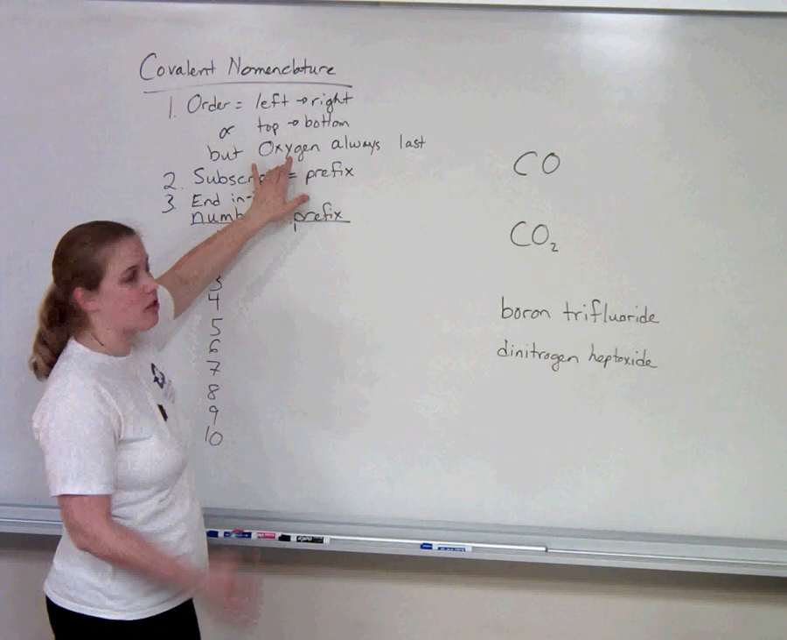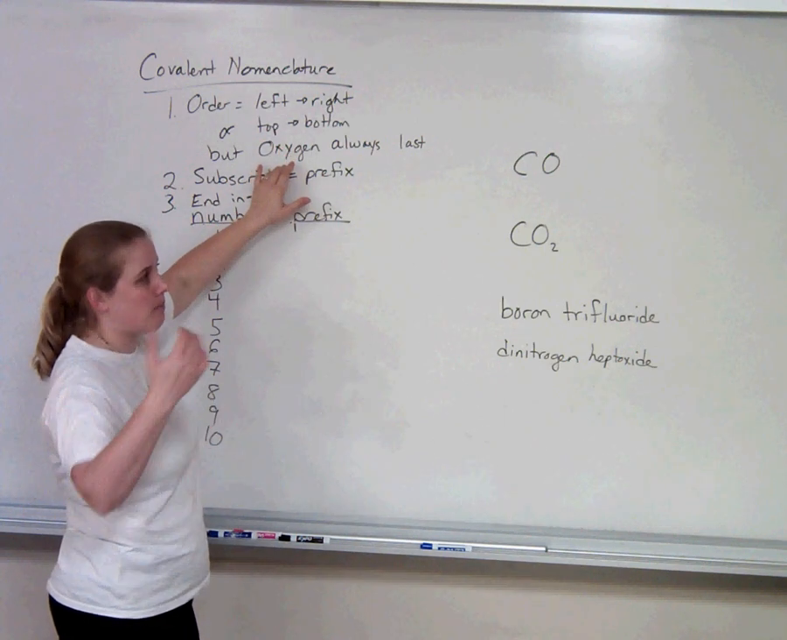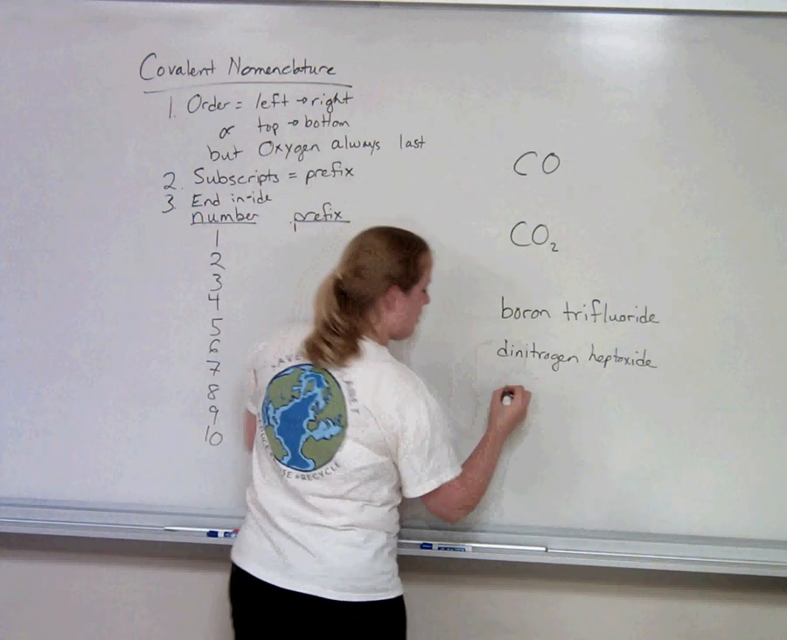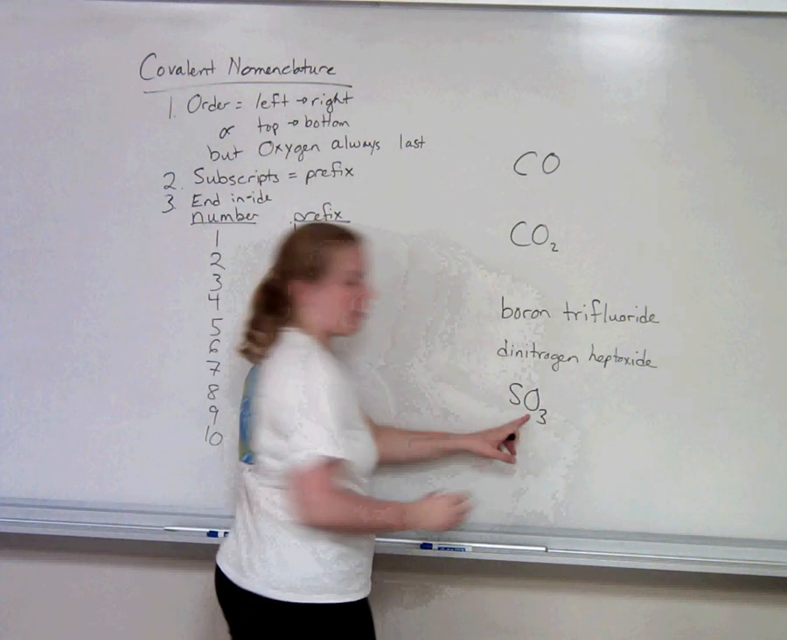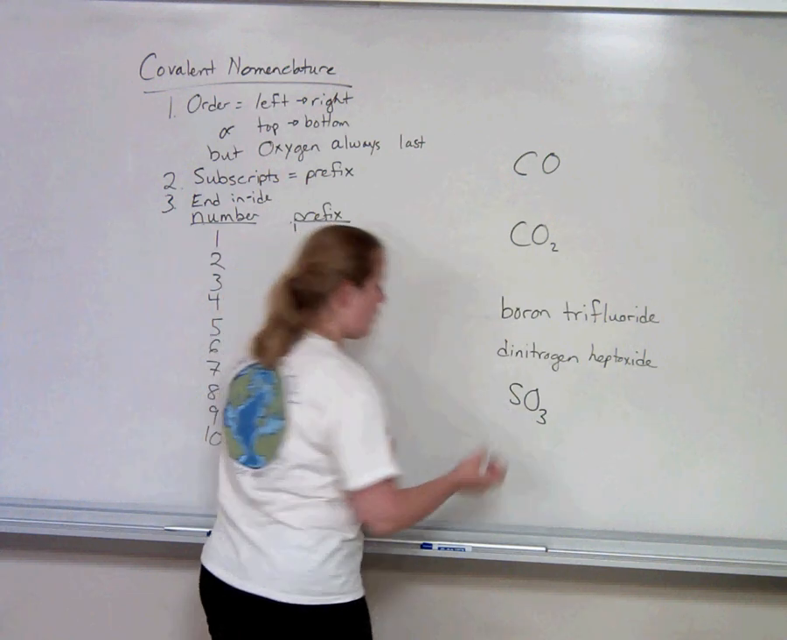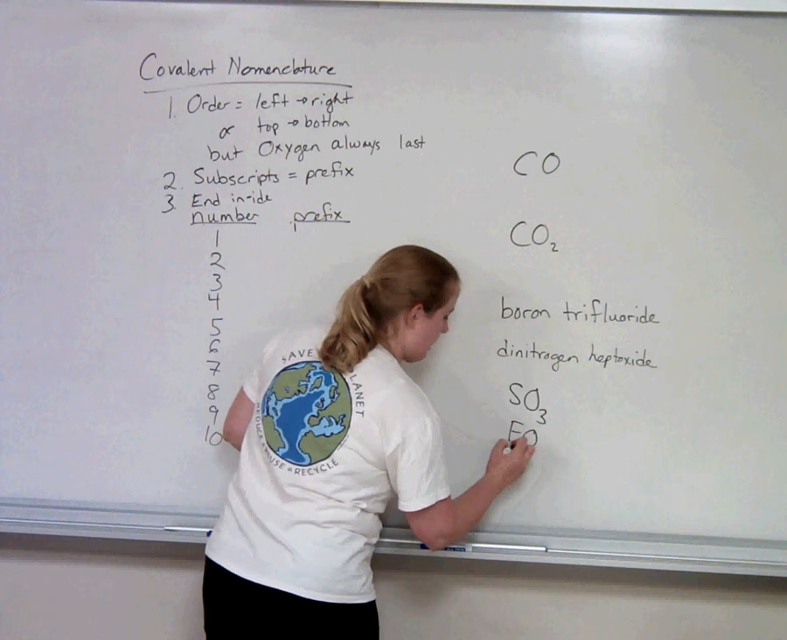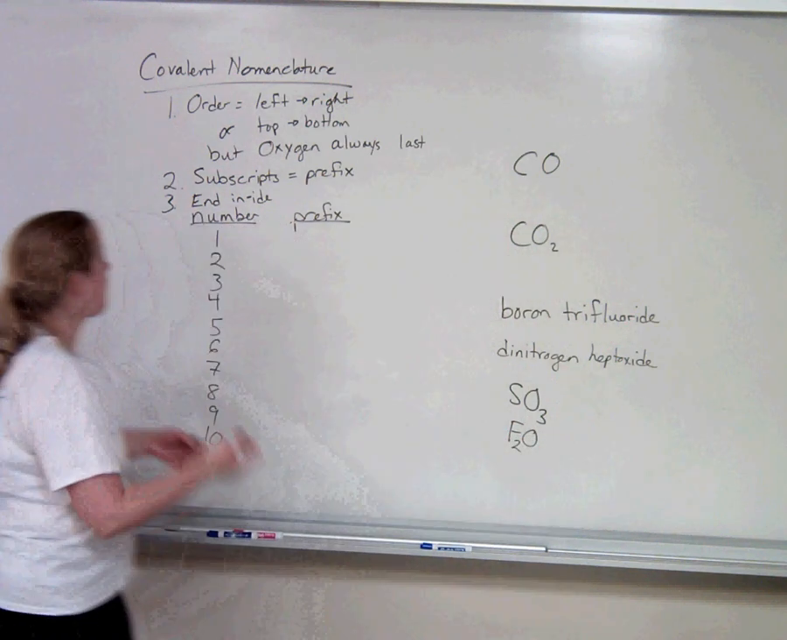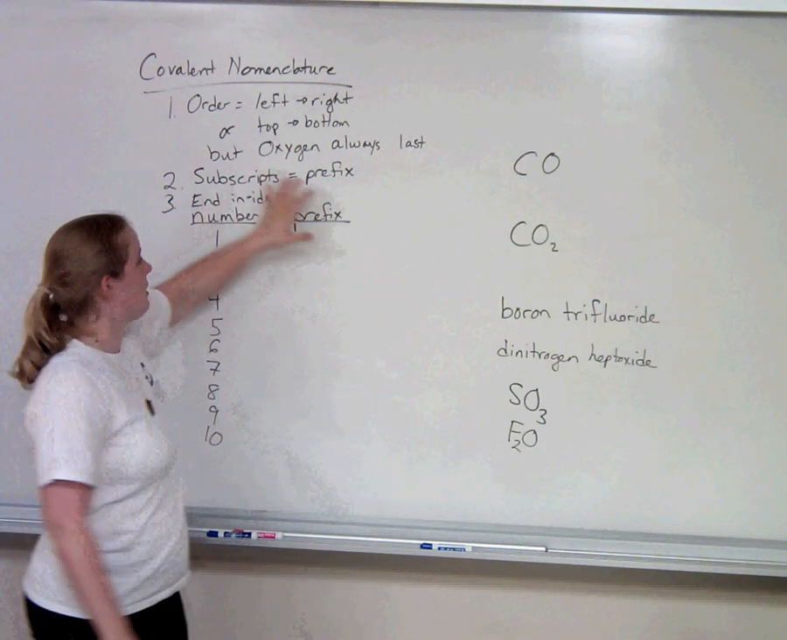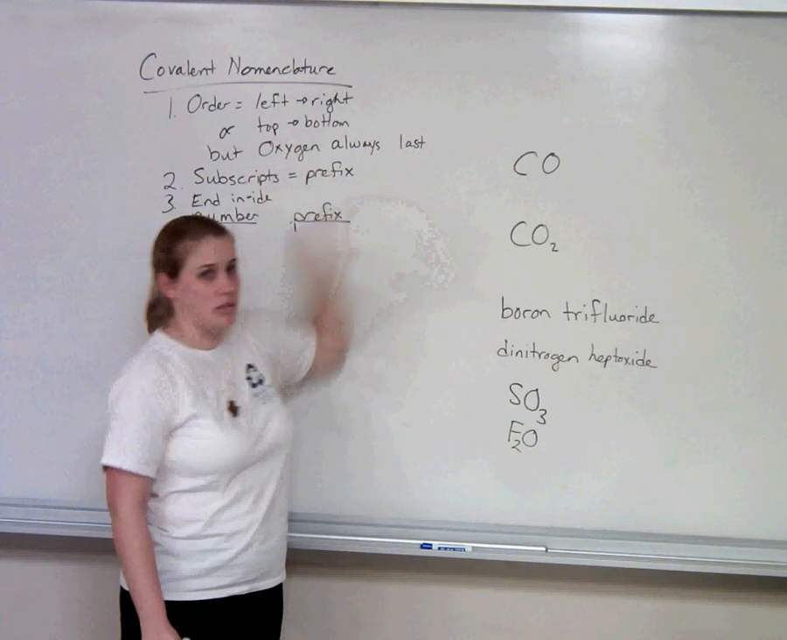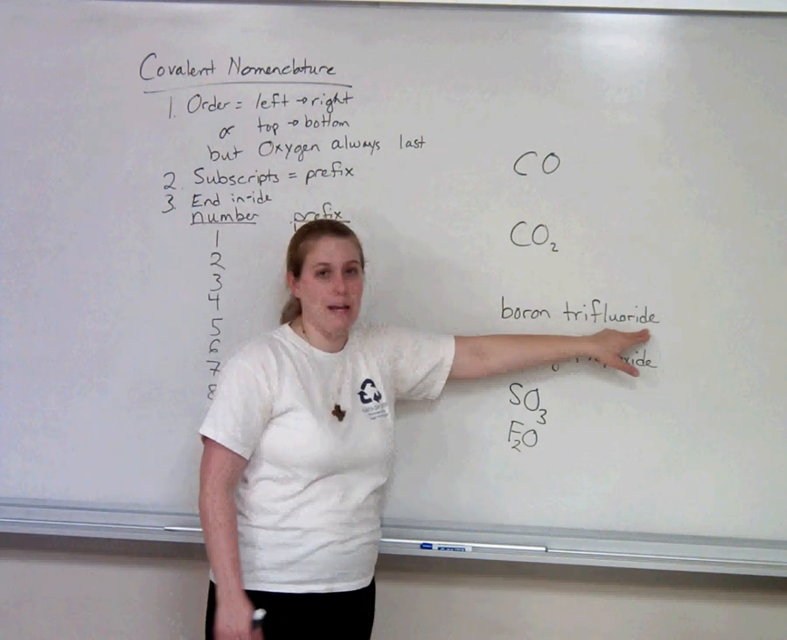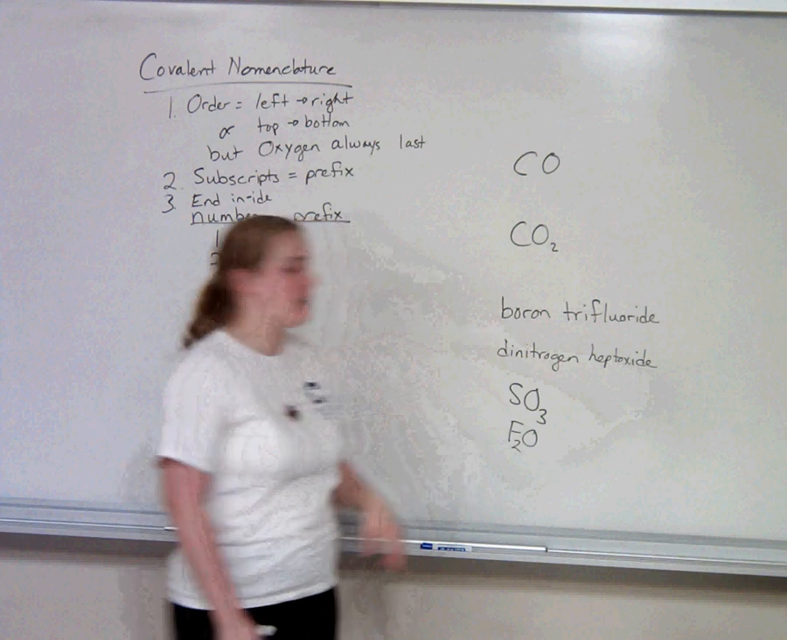So if you have oxygen with something that is below it on the periodic table, like sulfur and oxygen, you always put the oxygen last. Or if you have oxygen with some of the halogens that are to the right of it, you still always put the oxygen last. All right, then notice that we have these subscripts, and the subscripts are going to be our prefixes, so we're going to talk about what subscripts we want prefixes. And the name still ends in -ide to tell us that it's a compound.